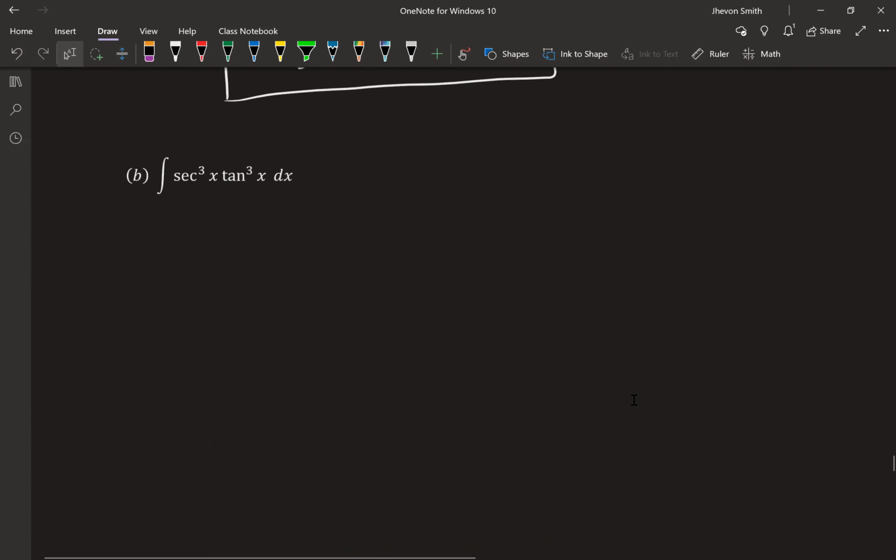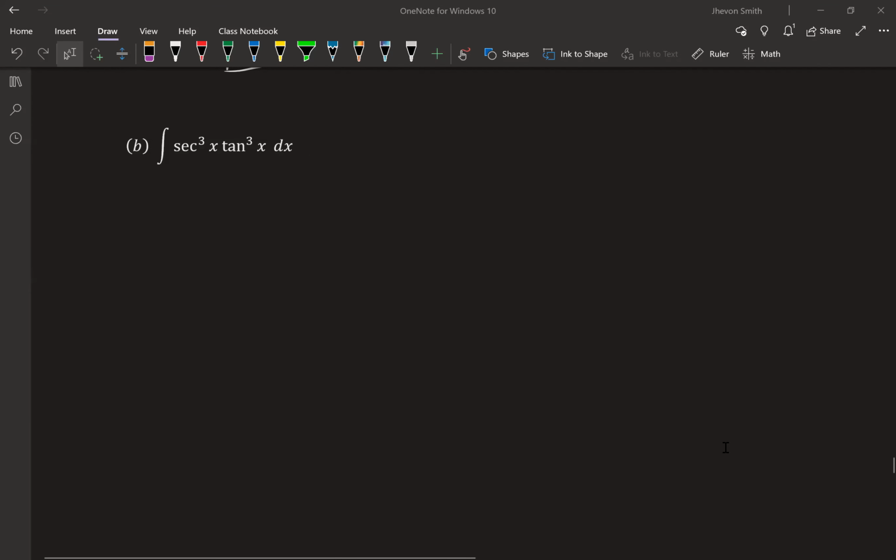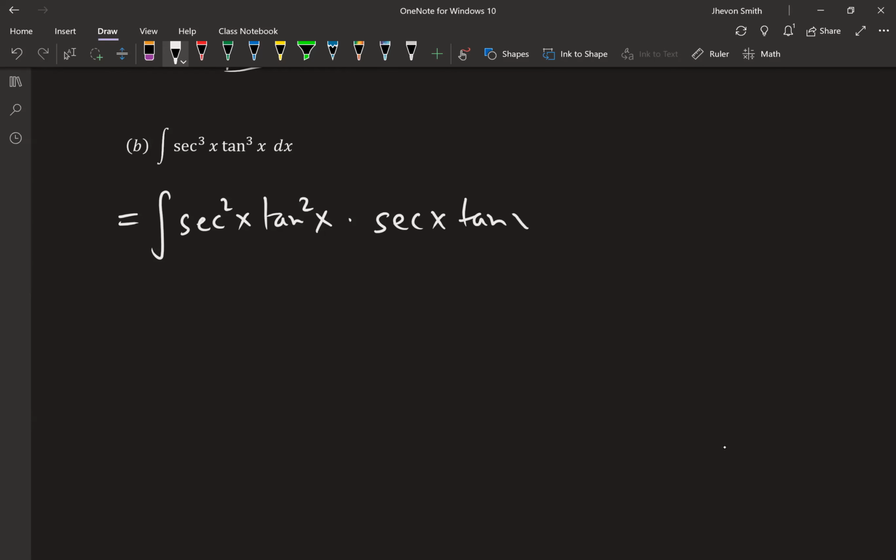Okay. So let's move on to this one. Natalie is out the gate with save a factor of secant tangent. So here we're going to have secant squared, tangent squared. Then we're going to pull off a secant x tangent x.